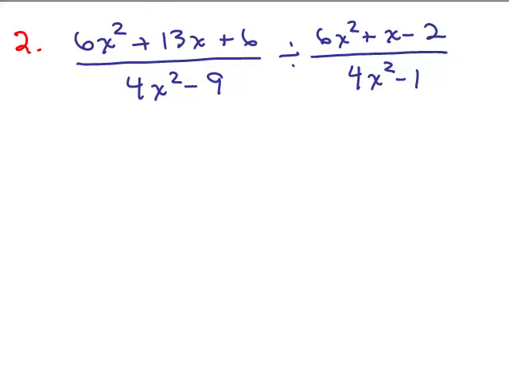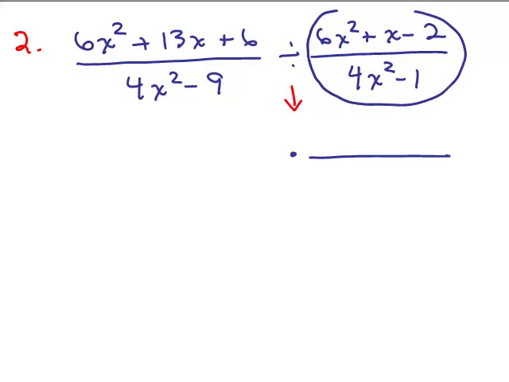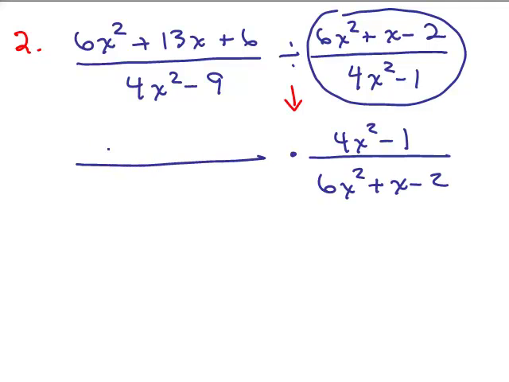All right, going on to number 2. This is a division problem. So we're going to have to factor all the numerators and denominators, but this division sign, what we're going to do is change that to multiply the reciprocal of this. So we're going to change that to 4x squared minus 1 over 6x squared plus x minus 2. That would be your first step.